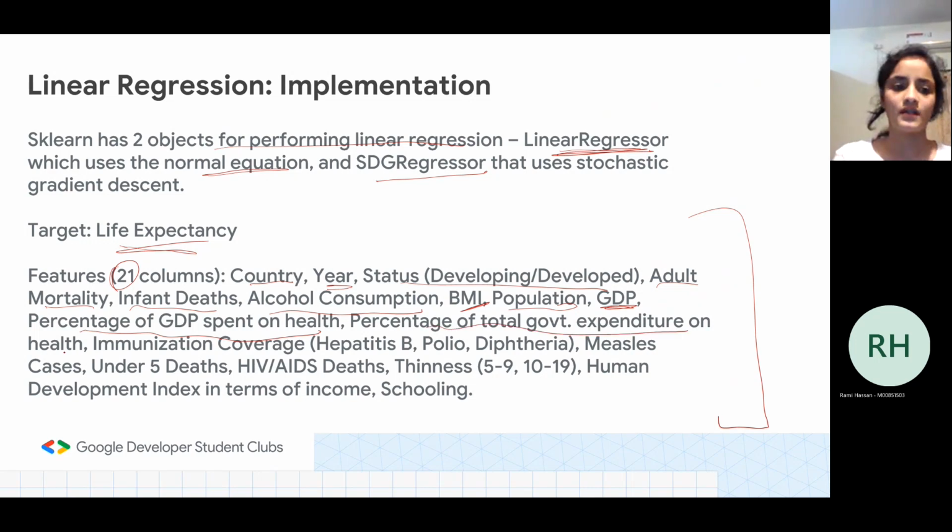percentage of GDP spent on health care, percentage of total government expenditure on health, then immunization coverage on 3 different diseases, then measles cases, deaths caused by those cases, under 5 deaths, deaths caused by HIV or AIDS, thinness in the age group of 5 to 9 and then again 10 to 19. Human Development Index based on income. Some other things also matter like schooling and stuff like that. But here we're just going to consider income and then average schooling. So this is how our table looks like. Let's just get into it.